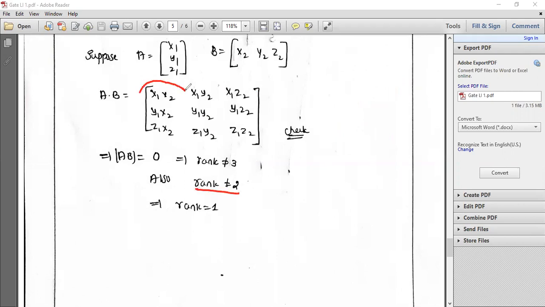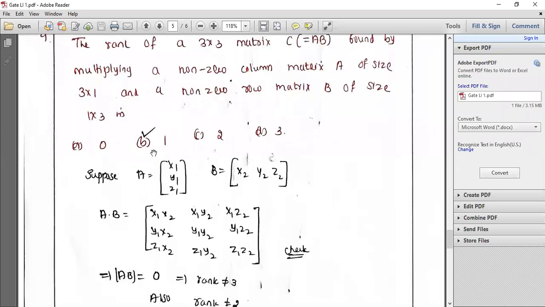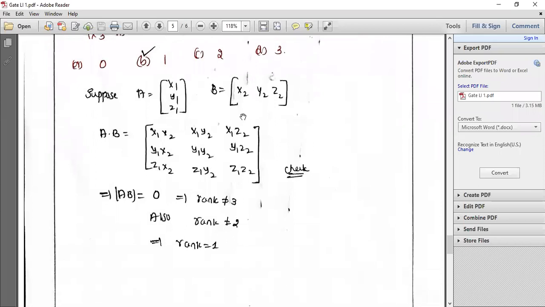So I'll just take only one now, 1 cross 1, that is x1 x2. So x1 x2 cannot be equal to 0. Therefore the rank of this AB will be equal to 1. Such logical thinking questions you may also expect in the examination. So the answer is B. The option B is the correct answer.